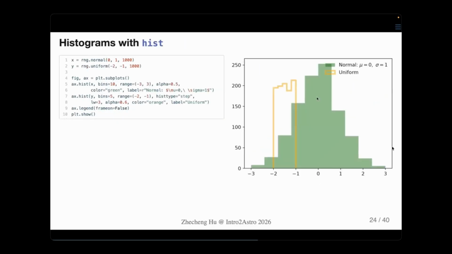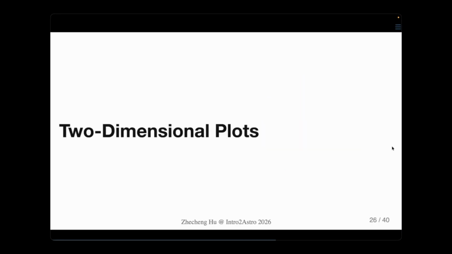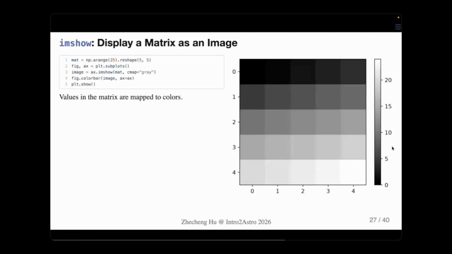And the histogram, which is handy when you want to show the distribution for certain plots, and pie charts, which are not very common in astronomy, but it's not bad to know this at least. Okay, those are just one-dimensional plots. Matplotlib can also plot some two-dimensional plots.